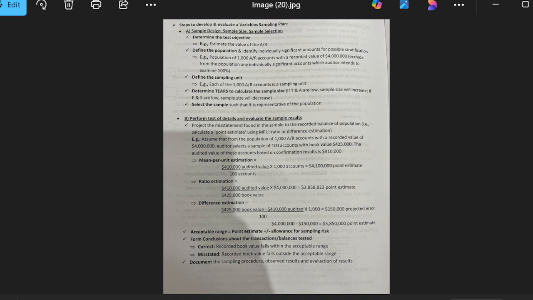So this was all about variable sampling. In the next chapter, we will discuss further types of sampling.